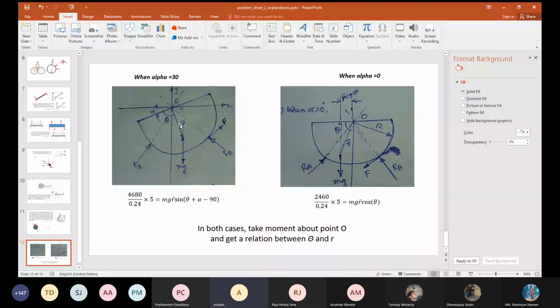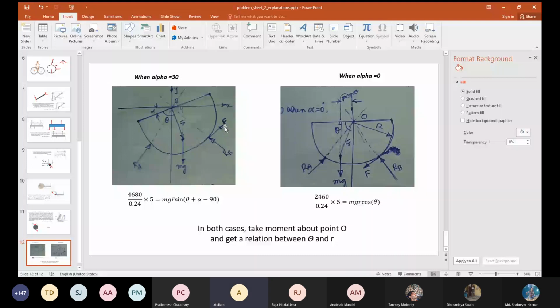Now, when alpha is 30, if I take moment about point O, I will get some equation of equilibrium. For the second case, again, I will take the equation about O. I am taking the equation about O because RA and RB will pass through O. So I only have F and mg as the two forces. Therefore, a relationship between the location of mg and F will come out to be straightforward.